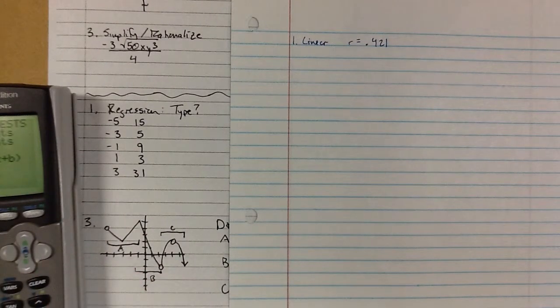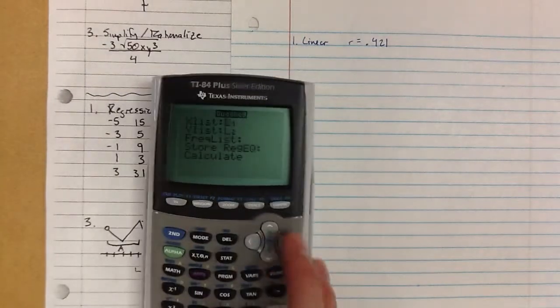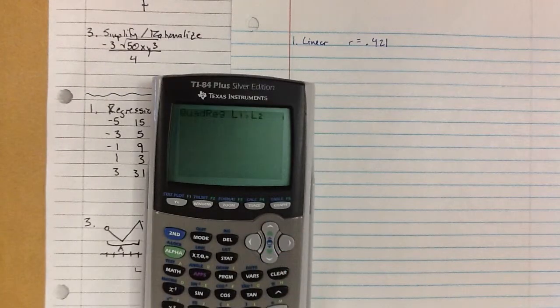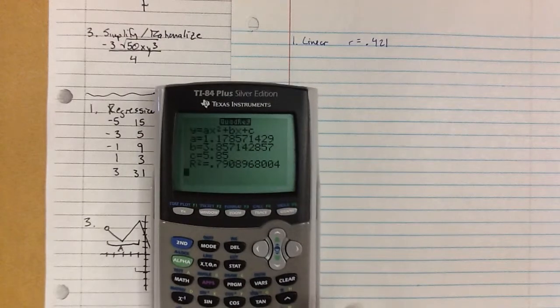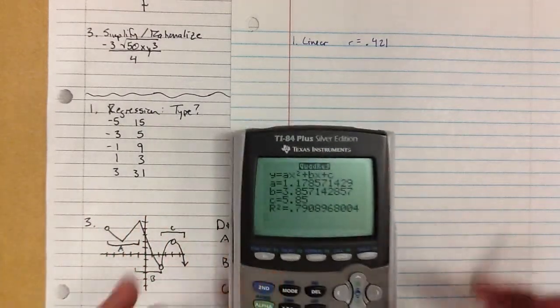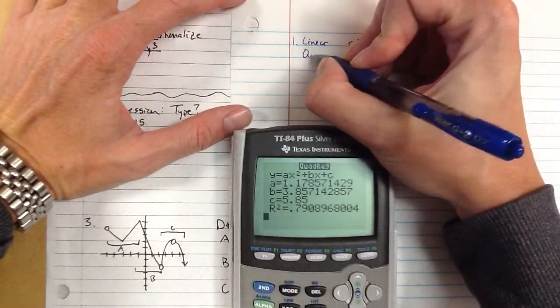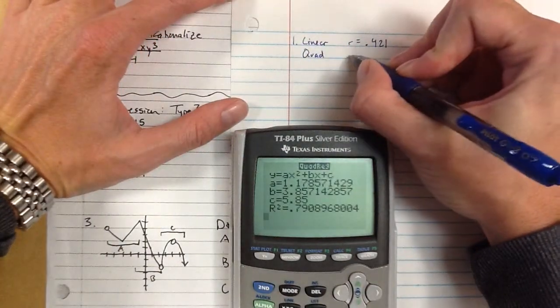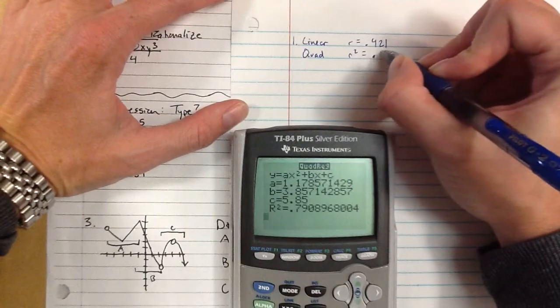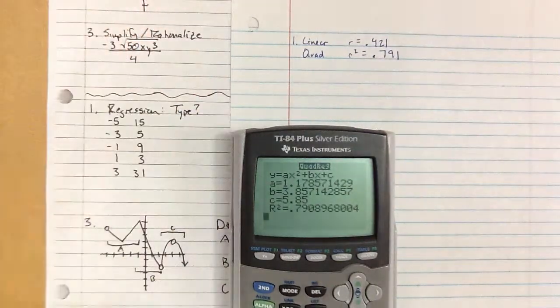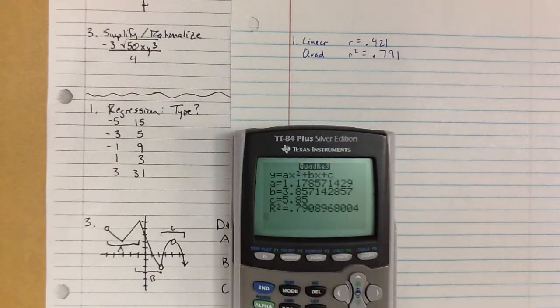So stat calc 5. Alright, so for the quadratic, we have r squared. So that's what we're going to use instead of r. So the quadratic, we got r squared equals 0.791. So what about that one? Is it a quadratic probably? Maybe. We know it's closer to a quadratic than it is to a linear function because it's still getting closer to 1.